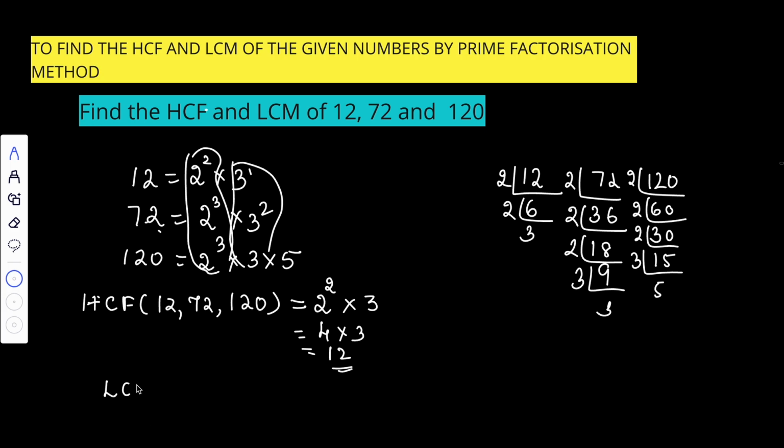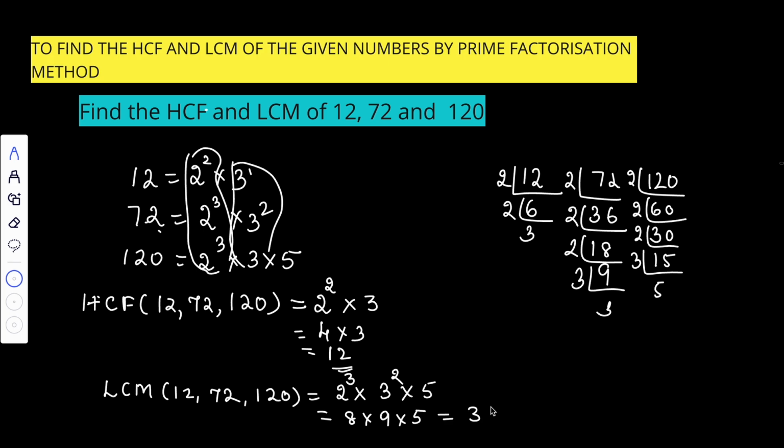Now to find the LCM of all these 3 numbers, 12, 72 and 120. Here we have to write all the factors which are present. This we have 2, 3 and 5. Now you should write all the highest powers of this. Here in 2 highest power is 3, for 3 highest power is 2 and 5 is 1. So we are getting here 8 into 9 into 5. When we multiply, we will get 360, and that is the LCM of the given numbers.